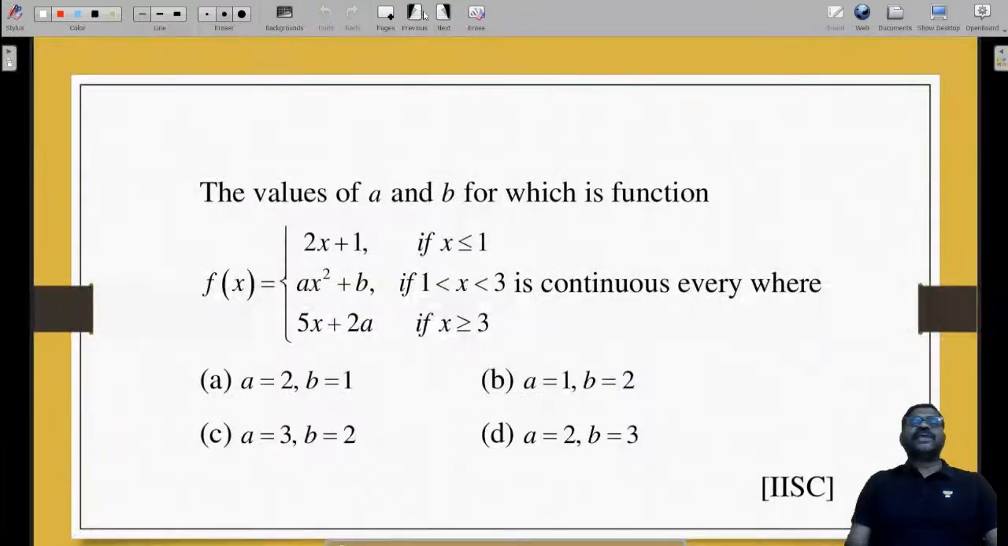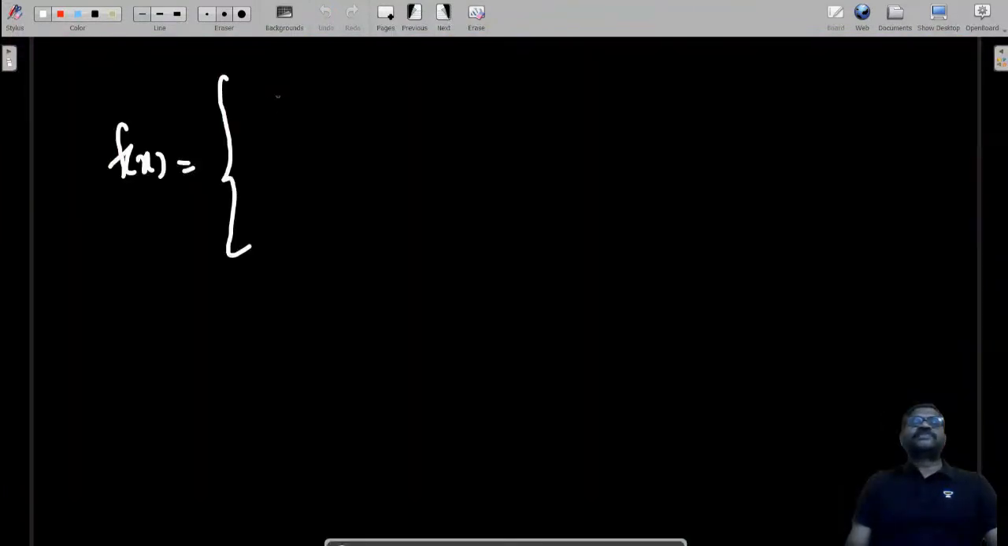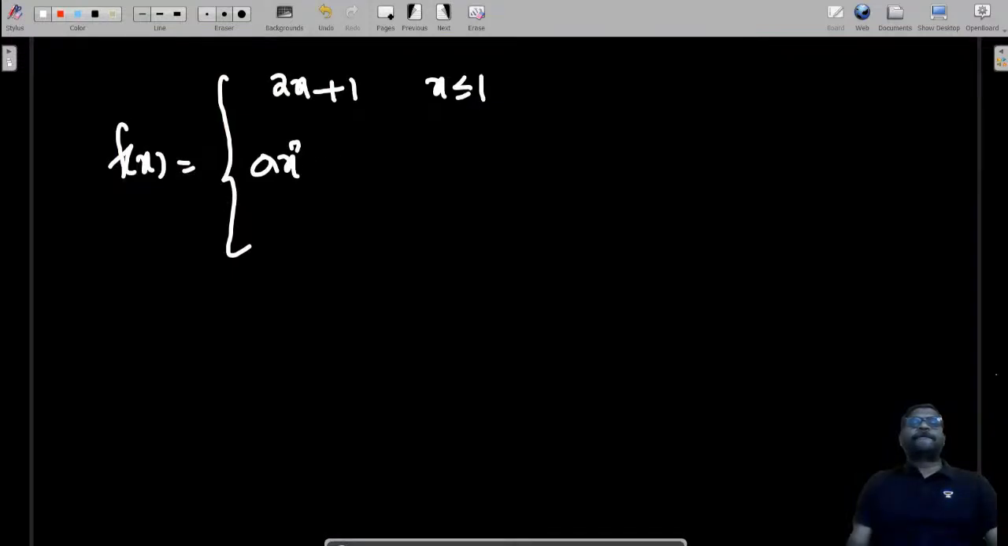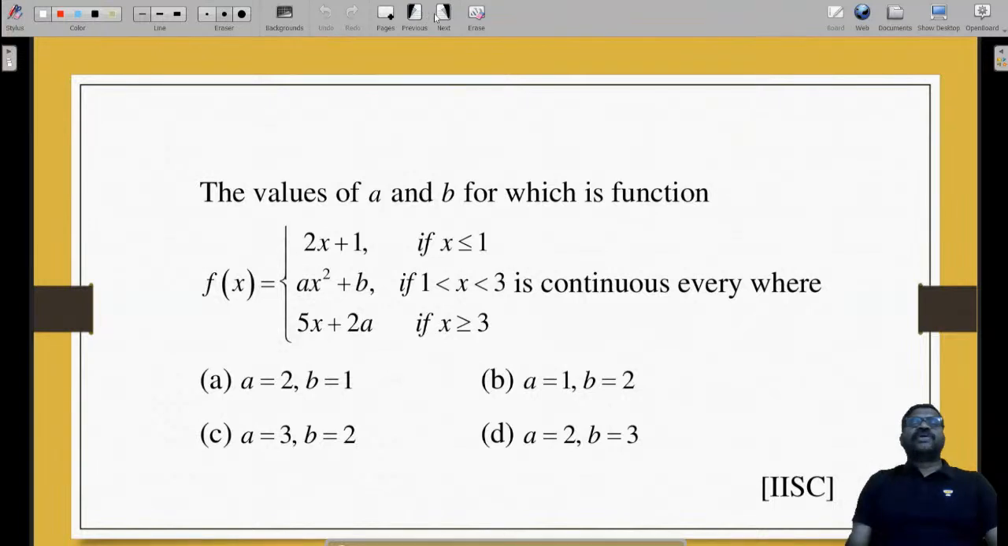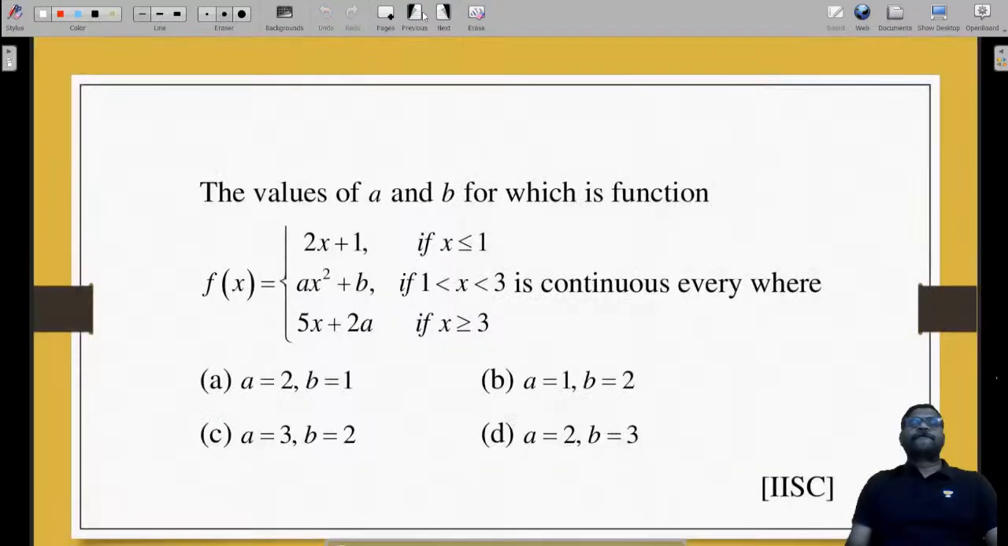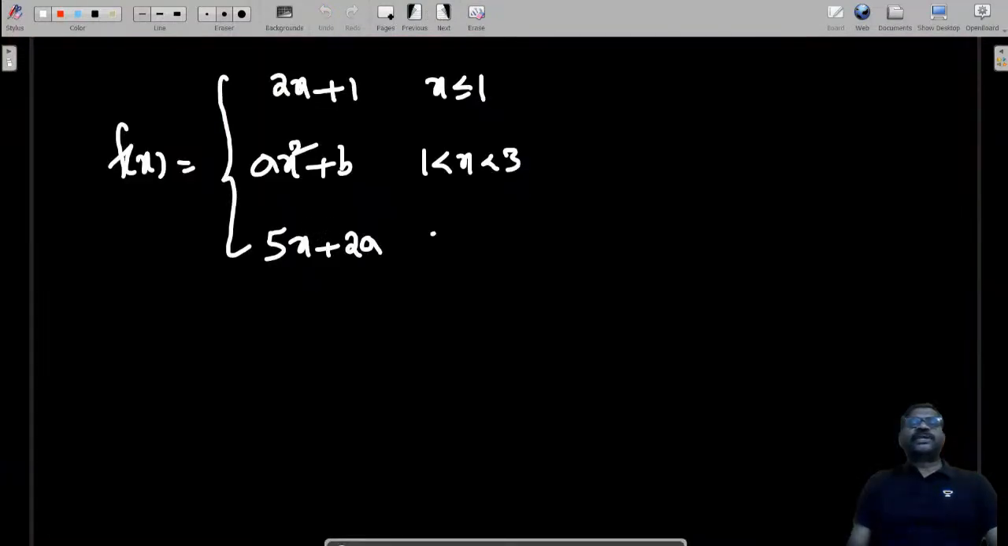F of x is 2x plus 1, x less than or equal to 1; ax square plus b, when 1 less than x less than 3; 5x plus 2a, when x greater than or equal to 3.